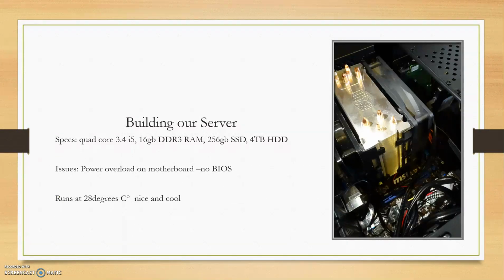Well, when it came to building our server, I had some components laying around, and so I just picked up a few new parts to build the server itself. Ended up going with a quad-core i5 3.4 GHz. It's a 4600K series. Not a bad processor. It'll definitely get the job done for our demonstration purposes here, with 16 gigs of DDR3 RAM, a 256 gig SSD to store all of our programs, and then a 4 terabyte hard drive for our share drive that our users will be delegating security on.